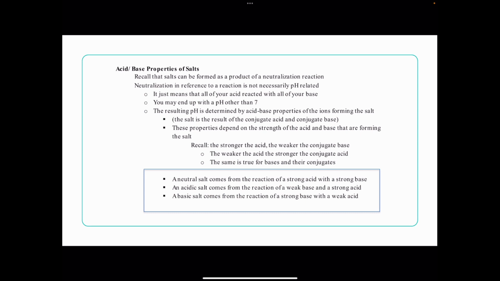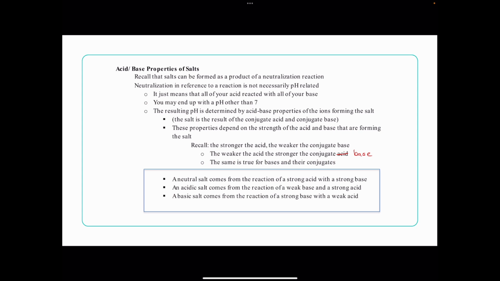And these properties are going to depend on the strength of the acid and base that are forming that salt. So remember in our discussion of acids and bases, the stronger our acid is, the weaker its conjugate base will be. That's what leads it to be a strong acid and stay dissociated. The weaker our acid, the stronger its conjugate base will be. And the same is true for bases. So the stronger the base, the weaker the conjugate acid.